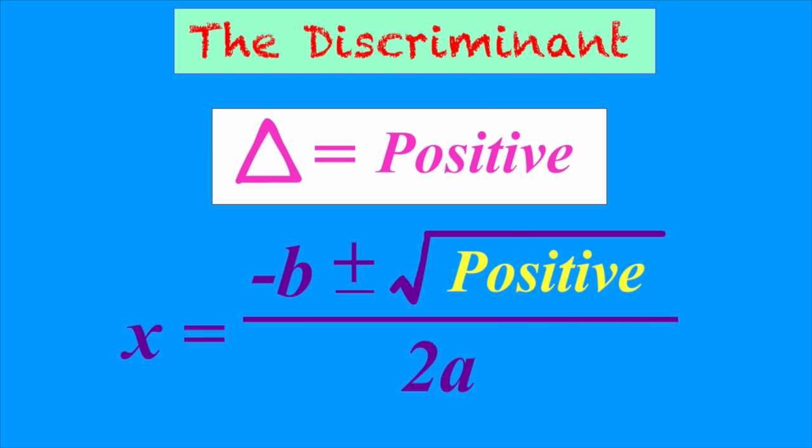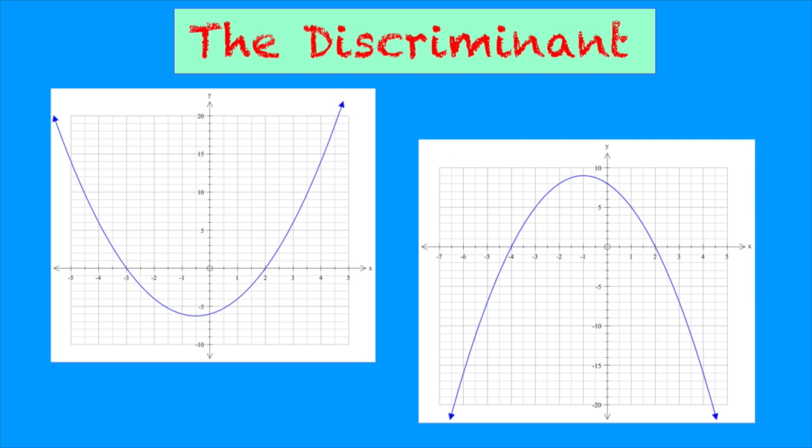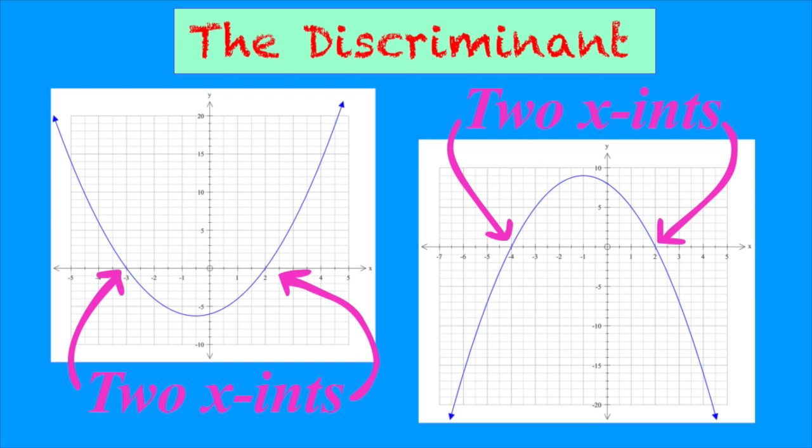Now in the case where the discriminant is positive, we can square root positive numbers. So when it comes time to do this, we can add and subtract a number from negative b. This will give us two x-intercepts, or two solutions, as you can see here.